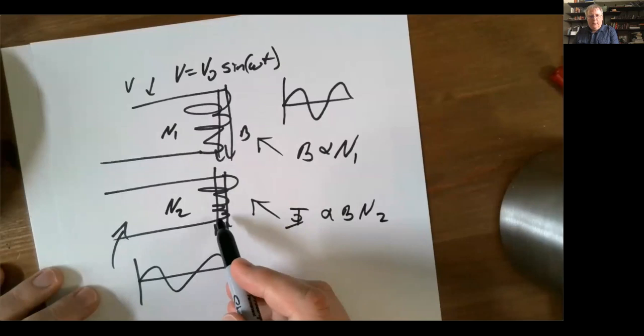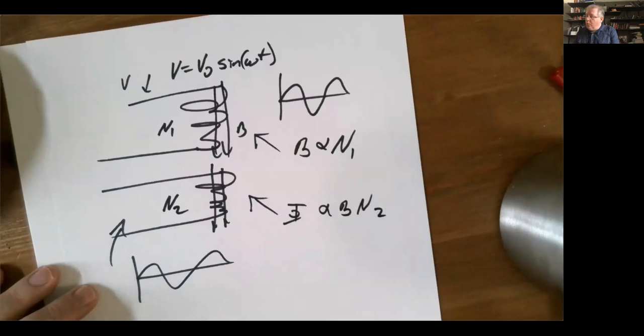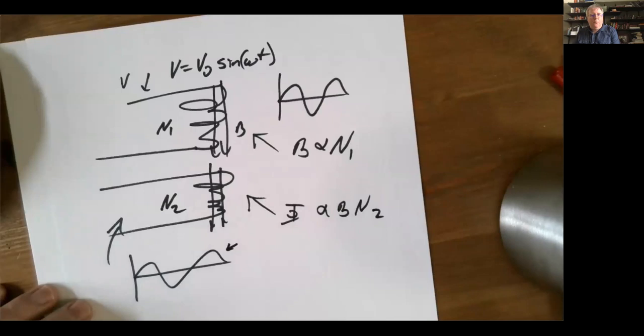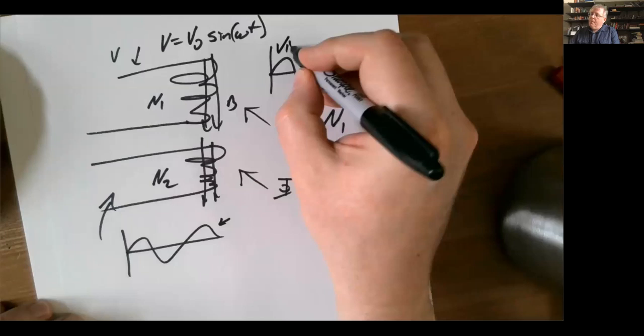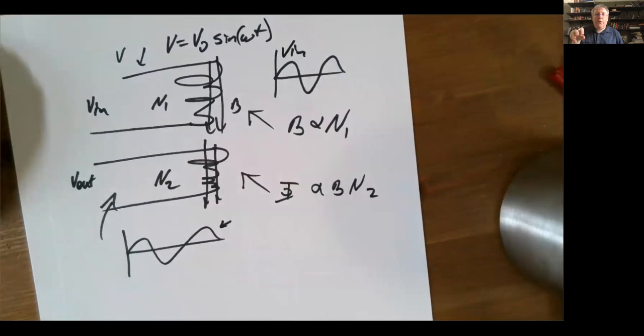That means, and this is the cool part, by tuning these two numbers, I can determine how big my output is going to be. If I have lots of turns on this coil, it means I'm going to increase my output. And so on. By tuning these two coils, I can change the Vin versus Vout to make Vout smaller than Vin or make it bigger than Vin, which is very, very cool. I can increase or decrease voltages.